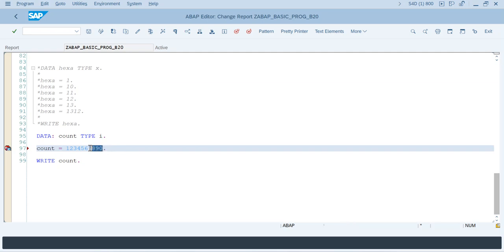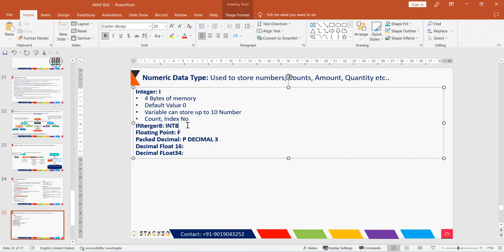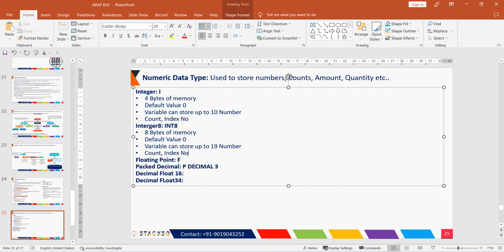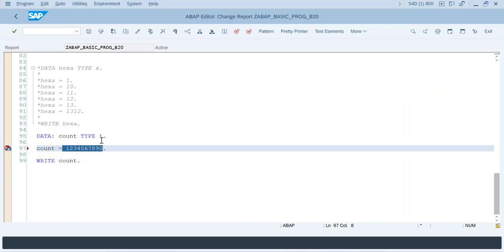Now if you want to store more numbers, what SAP did recently, in NetWeaver 7.5, is introduce this data type. It was not there in the old system. If you try in your system, that is NetWeaver 7.4, you will not be able to use it. It will throw unknown, but it was introduced recently. Everything is the same, no difference. The only difference is memory, 8 bytes. 8 bytes means it can store up to 19 numbers. Same properties, no difference, just additional memory.